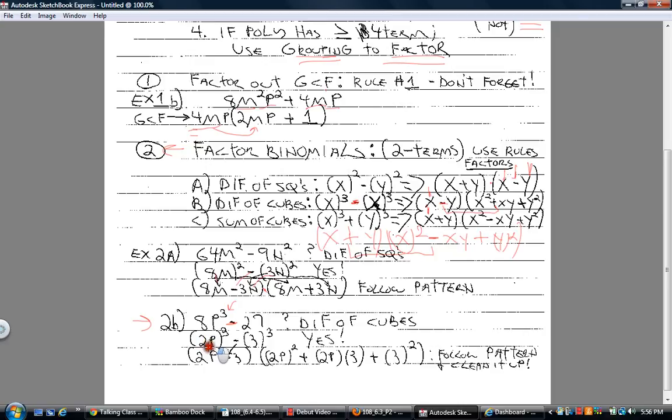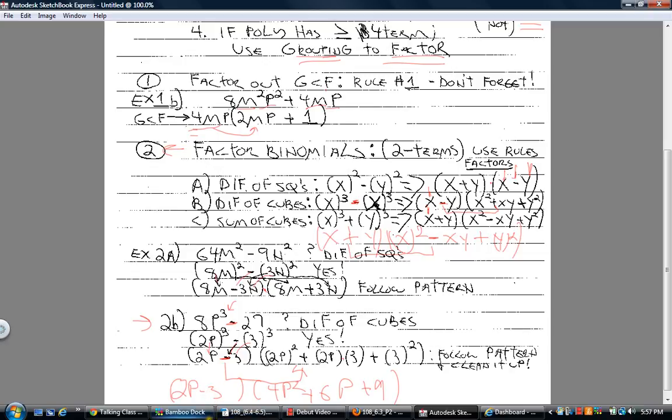What do I do? Drop the first cube root, drop the second cube root, drop the sign. Now, take the sign, make it addition. Take the first cube root, square it. Multiply the two cube roots, and finally take the second cube root and square it. Final answer over here: 4p squared plus 6p plus 9 times the quantity 2p minus 3.